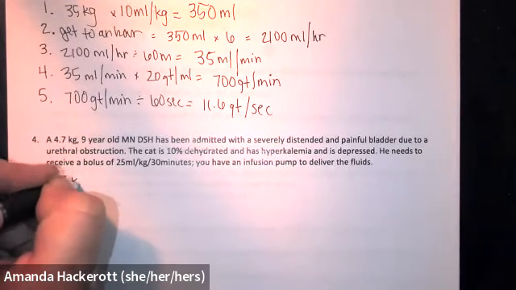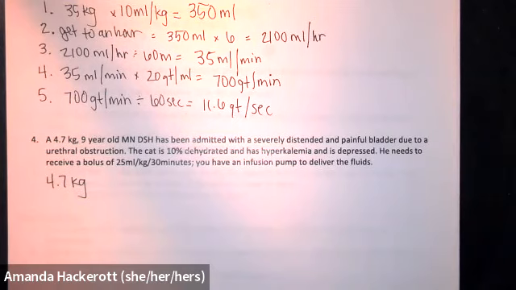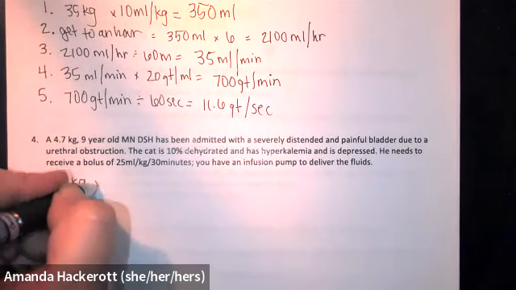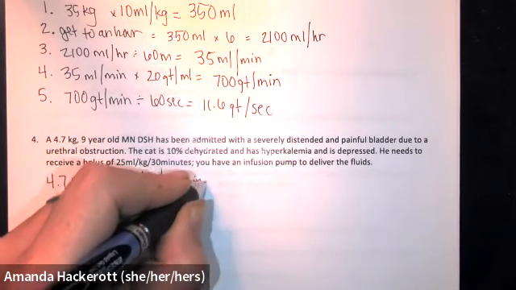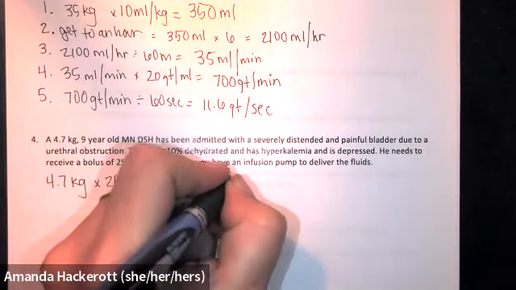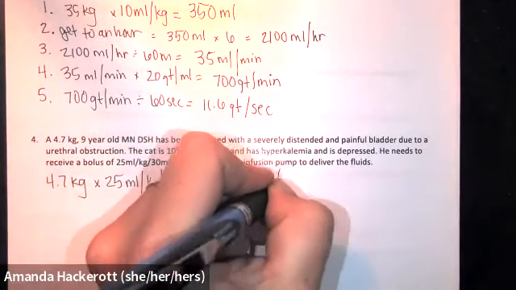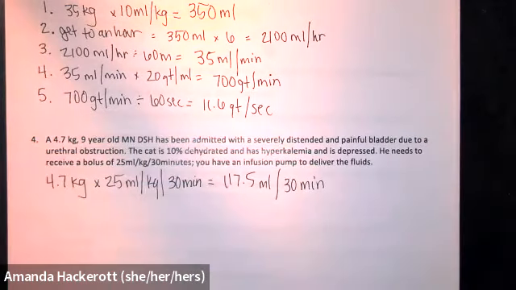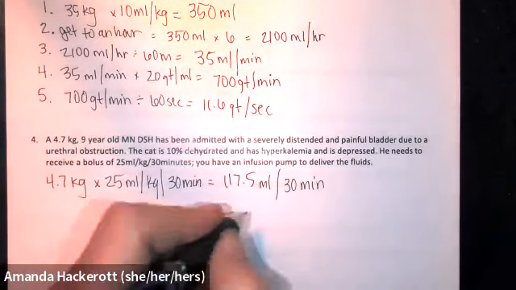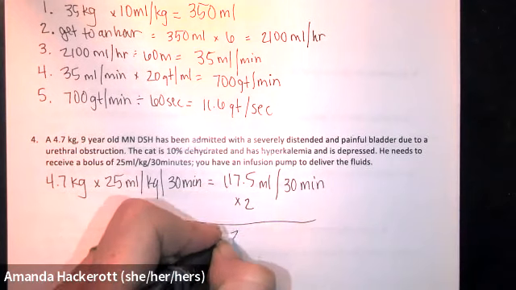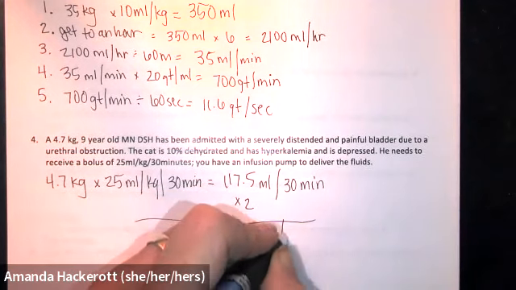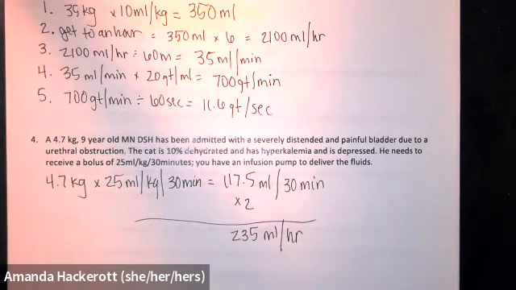So we just set this up really pretty basically. So 4.7 kilos times the amount that we're trying to give, which is 25 mil per kilo per 30 minute. And so that's going to be 117.5 mil over 30 minute. But remember, our pumps, we have to have an hour to type it into our pumps. So we're just simply going to times this by 2. And that's going to give us 235 mils an hour. So we can go boop, boop, boop that in to the pump, but we're not done.